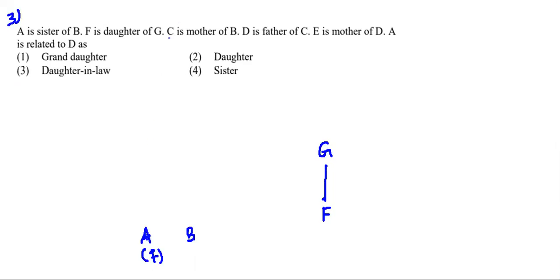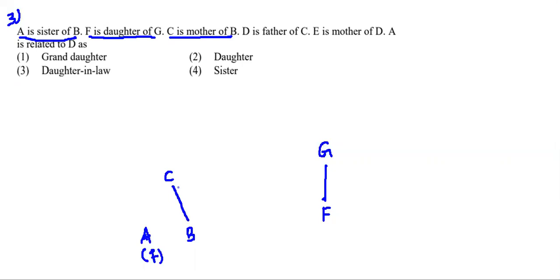Our third statement says C is the mother of B. So we have completed A is the sister of B and F is the daughter of G, both these two statements. And coming to the third one, we have C is the mother of B. We already know where B is here. And additionally, it is given that C is the mother of B. So let's continue this chain now.